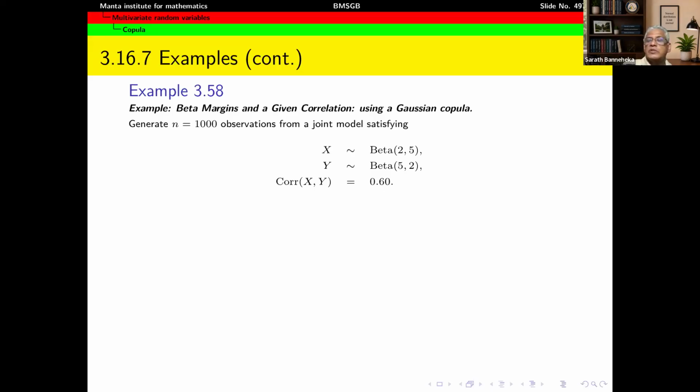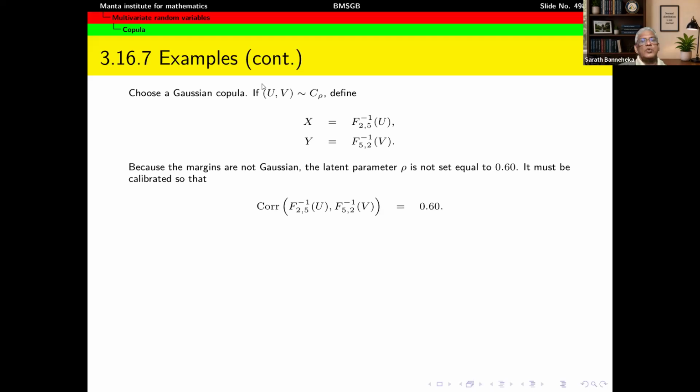Right. So in this case, I'm going to consider calibration so that the data will have correlation 0.6, not the correlation between Z1 and Z2. So rho in the copula is actually standing for the correlation between Z1 and Z2. Right. So we are going to choose a Gaussian copula. So we are going to assume that the corresponding U and V values will follow the Gaussian copula.